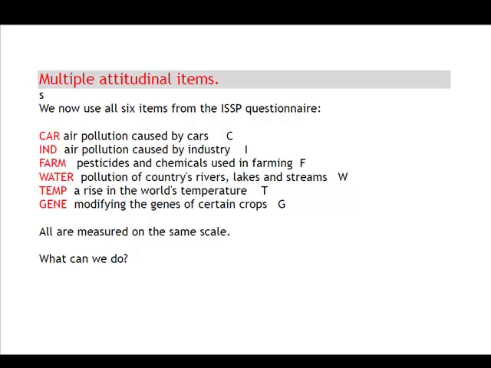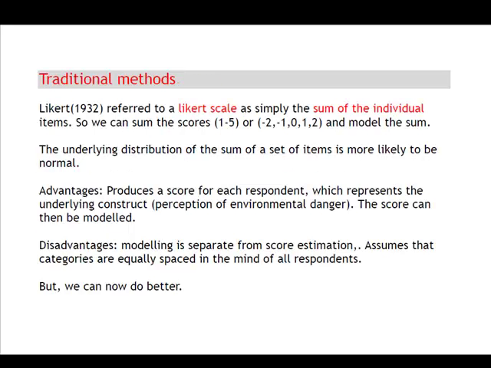So that's a single item, but most people want to look at multiple items, and in fact in the ISSP 2000 there were 6 items, including a statement on genetic modification, which fits in well with the first talk. These are all measured on the same scale. And what can we do? Well, there are a number of traditional methods, first of all. Going back to Likert, we give scores to these categories, and then we can just sum the scores, or find the mean of the scores, and then we can analyse that as being a Likert scale.